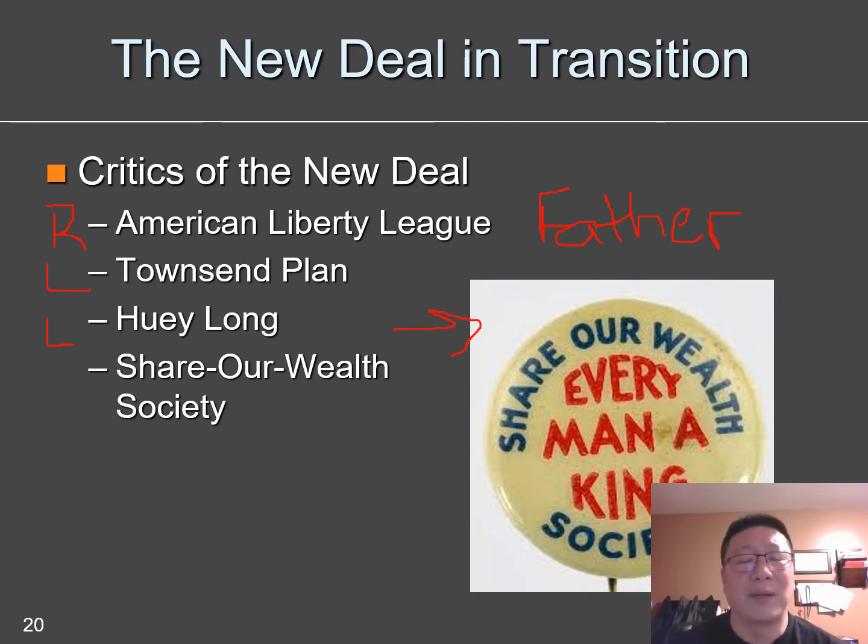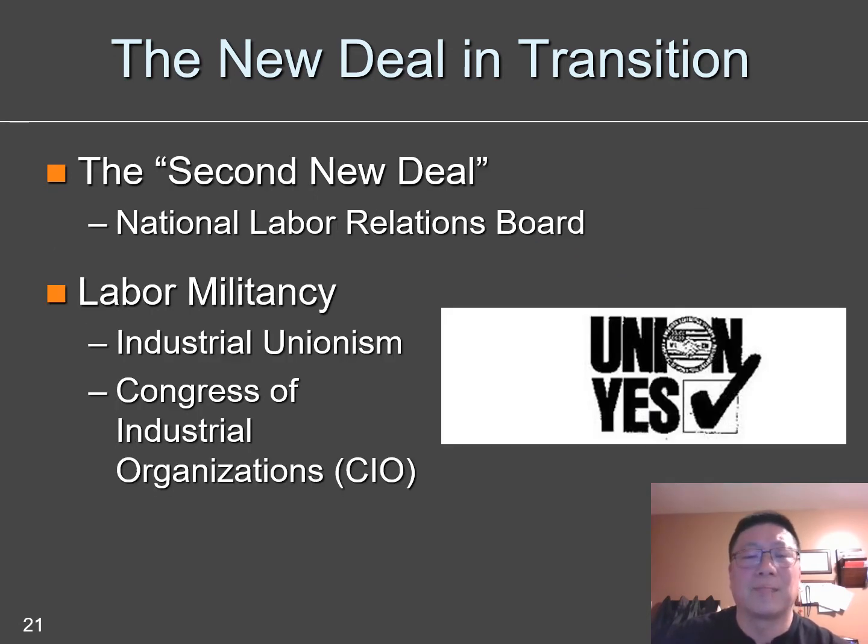Nobody needs over $5 million in wealth. And we should tax that at 100%. And we take that money, we redistribute it to the poor. Every garage should have a car. Every pot should have a chicken. Great idea, maybe, but Huey Long is assassinated.